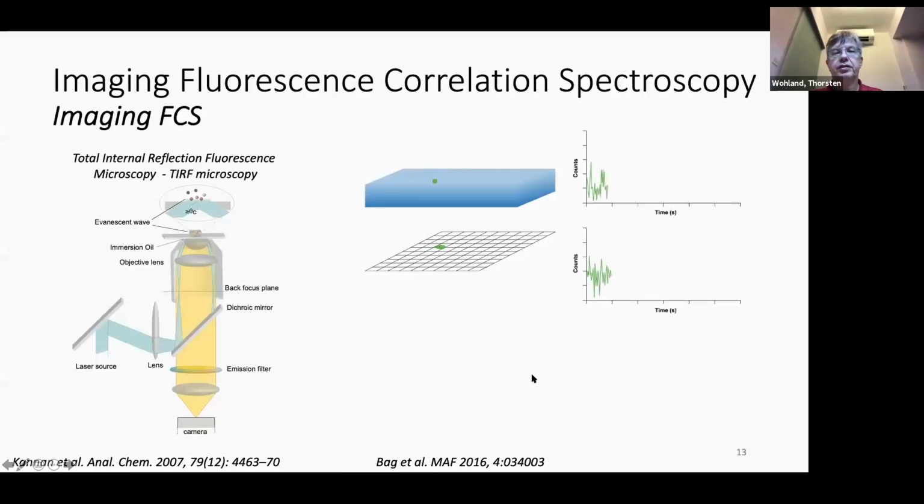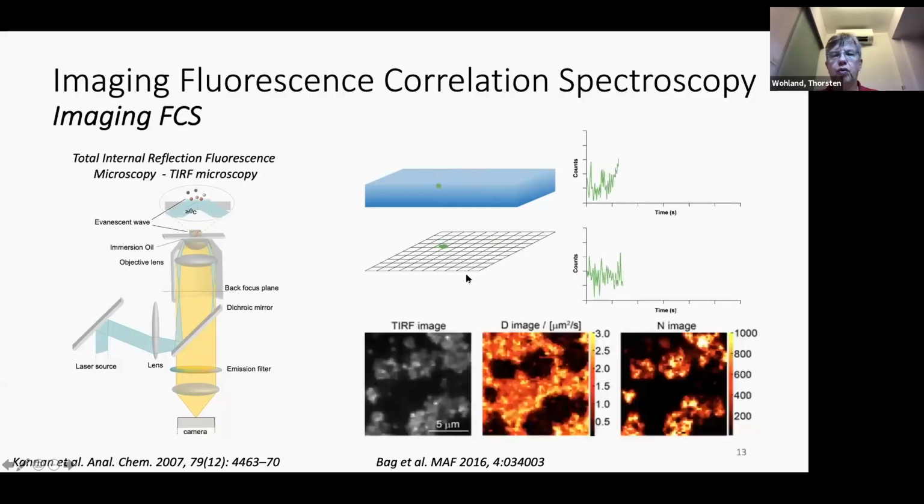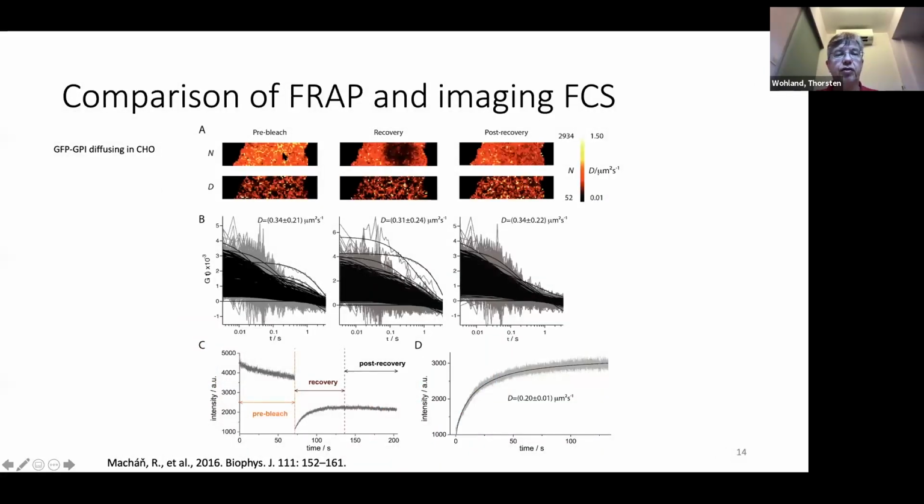The first thing we have to look at is whether FRAP and FCS even give the same diffusion coefficients, because FRAP measures over a large area and FCS over a very small area. So we used total internal reflection microscopy, which illuminates just the 100 nanometers or so above a cover slide with an evanescent wave. And then, as I told you earlier, if you have a camera, you can get a correlation function for every single pixel. We have done that on a cell, and while we measure FCS, we bleach. So we do a FRAP experiment while we're doing FCS.